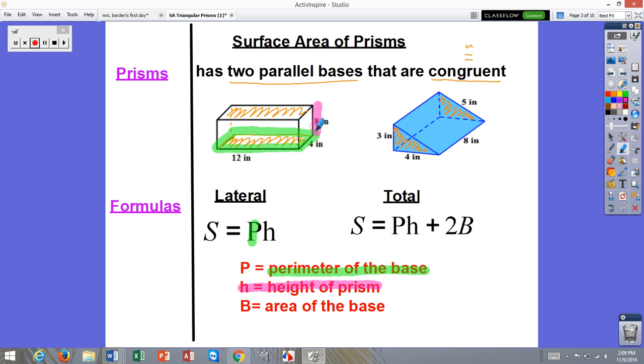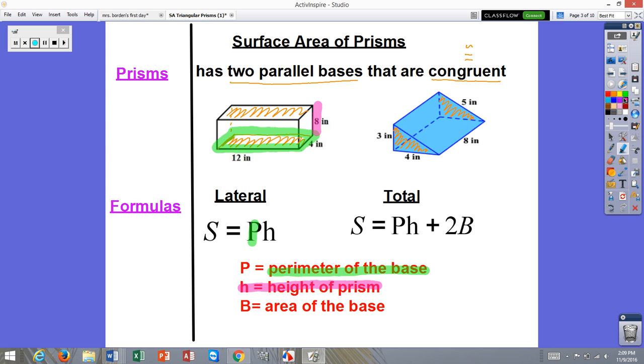When I do that, I'm essentially multiplying 4 times 8, and 12 times 8, and 4 times 8, and 12 times 8, and I'm doing all of it at one time so that I can get all those 4 rectangles that are wrapping this box. I'm multiplying all of those lengths times the height at one time by finding the perimeter first and then multiplying by 8. I'm doing it all at one time.